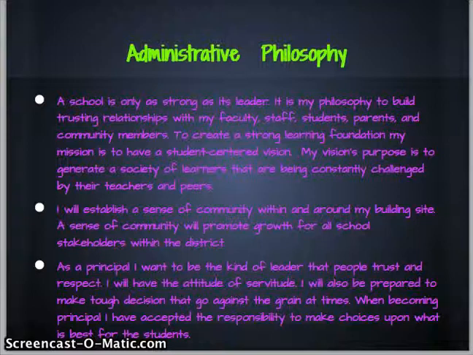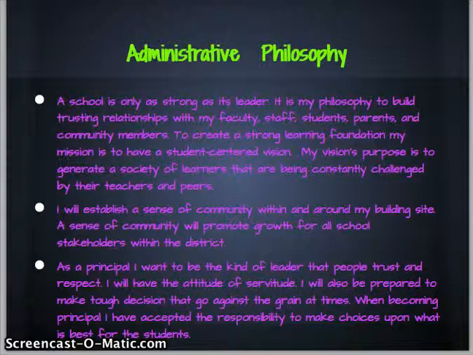Here's my administrative philosophy. A school is only as strong as its leader. It is my philosophy to build trusting relationships with my faculty, staff, students, parents, and community members to create a strong learning foundation. My mission is to have a student-centered vision. My vision's purpose is to generate a society of learners that are being constantly challenged by their teachers and peers. I will establish a sense of community within and around my building site, and a sense of community will provide and promote growth for all school stakeholders within the district.